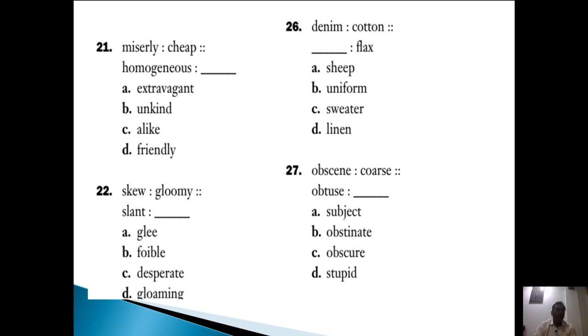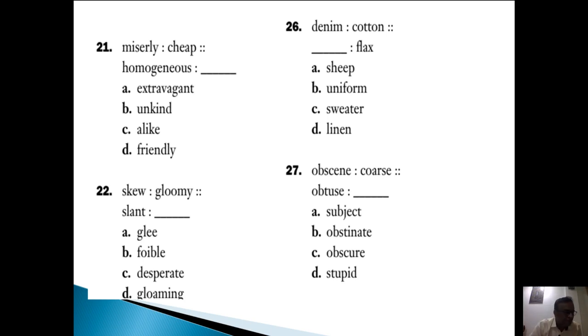Question number 21. Miserly equal to cheap, then homogeneous equal to what? I think you are getting this example. Miserly is another word for cheap, and homogeneous is another word for alike. Getting it? So the answer is option number C.